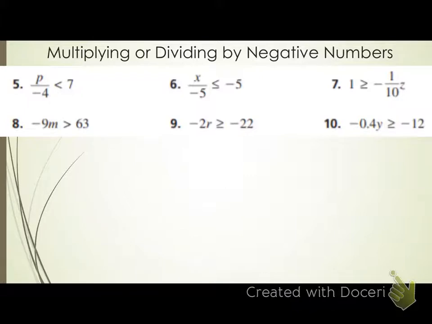So, p over negative 4 is less than 7. What do I need to do to both sides? Multiply by negative 4. Cancel that out. So I'm left with p. What's 7 times negative 4? Negative 28. Does my inequality symbol flip or stay the same? Flips, because I multiplied by a negative number on both sides.